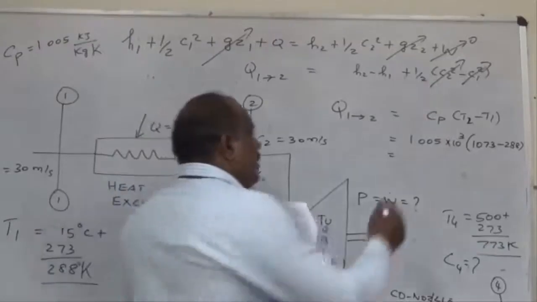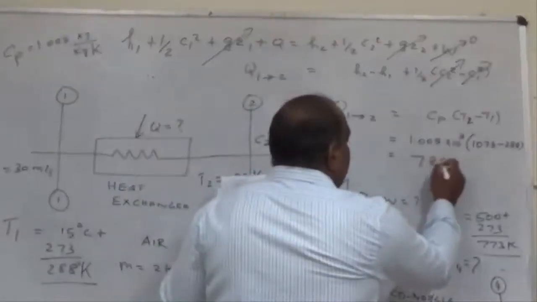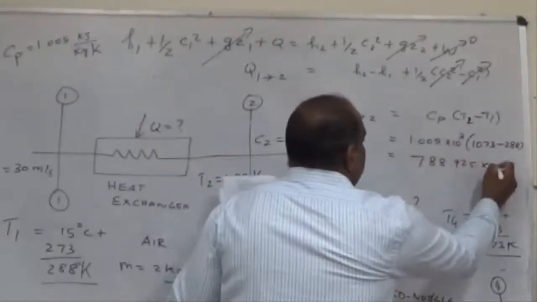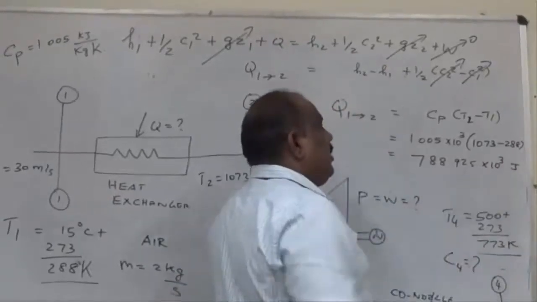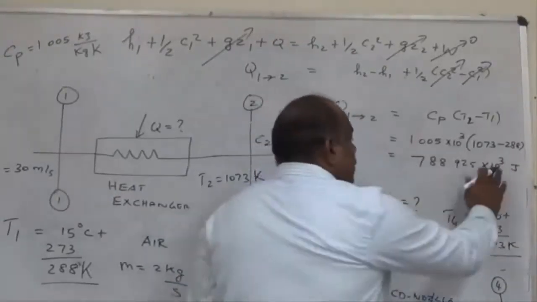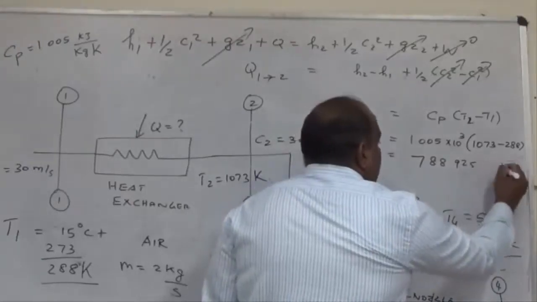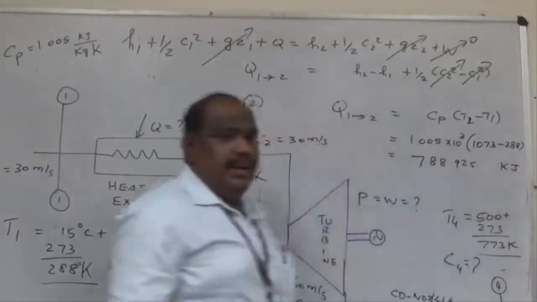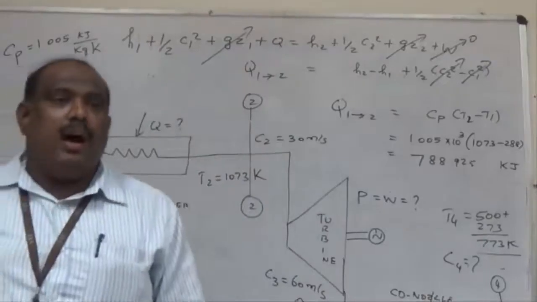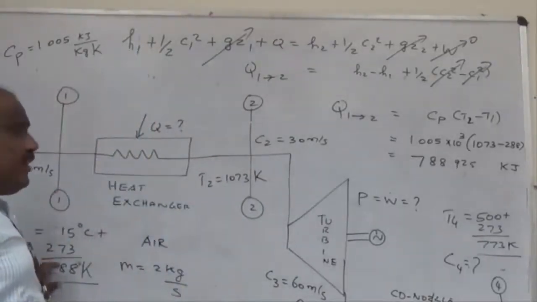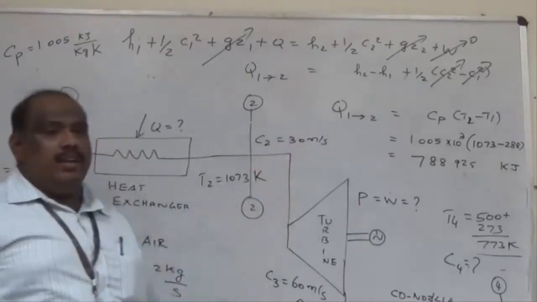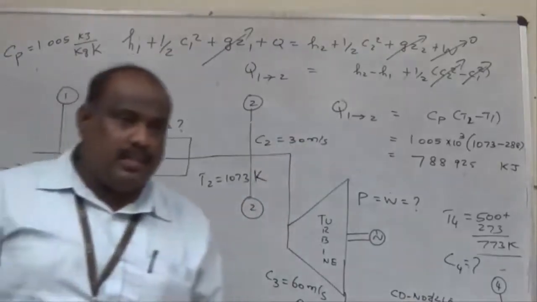788.925 times 10 power 3 joules. If I divide by 1000 once again, it becomes kilojoules. So instead of 10 power 3, I can put kilojoules. So 788.925 kilojoules of heat is required to raise the temperature from 288 Kelvin to 1073 Kelvin. For how much amount of mass?